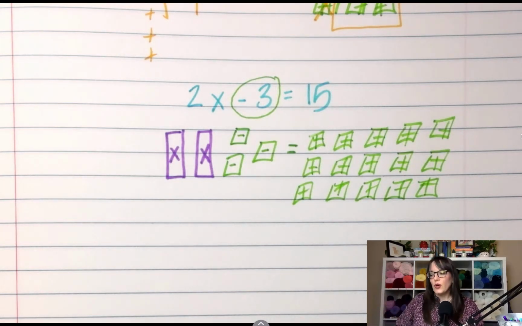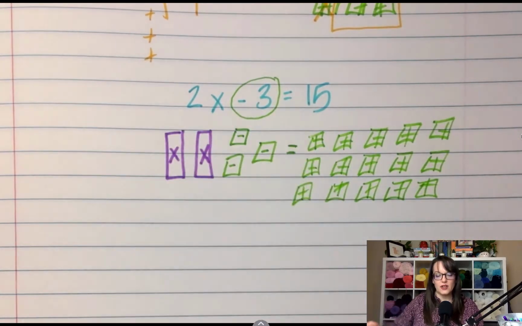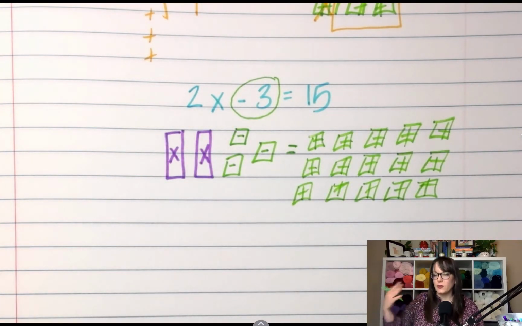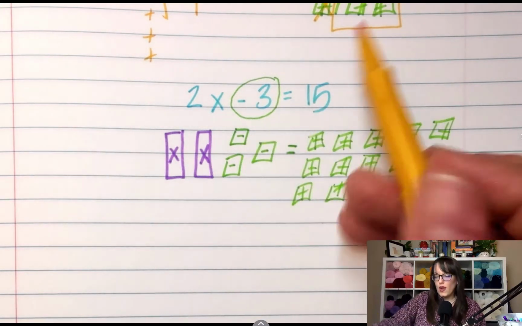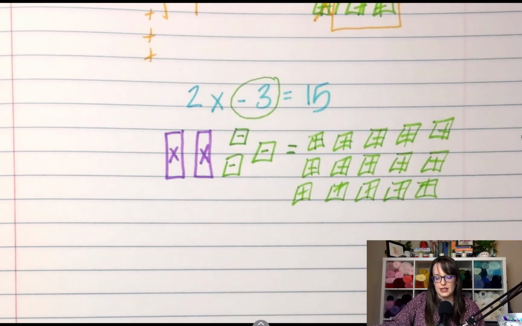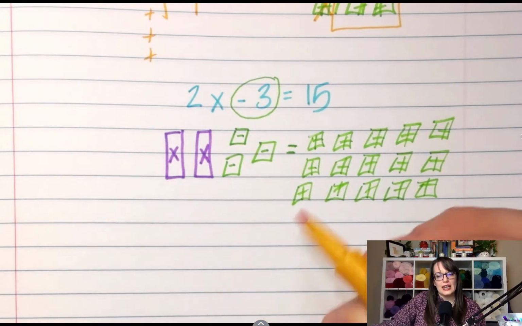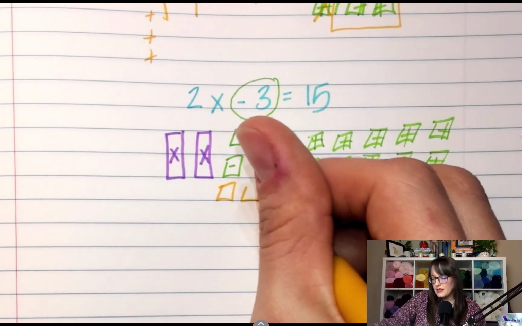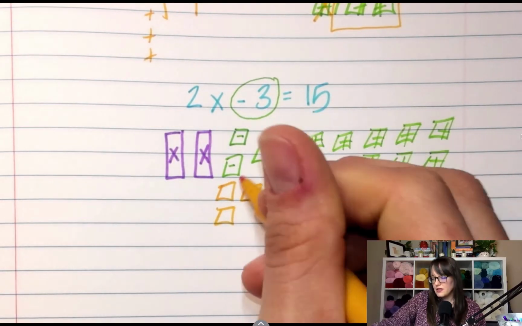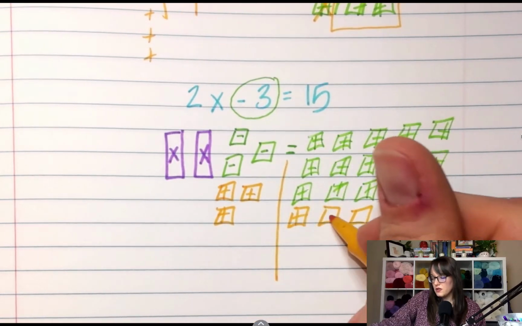Now, looking at what I have so far, I have positives on the right side and I have negatives on the left side. So I can't just take 3 negatives off both sides, but I could add something to both sides. If you look back at your equation, what is the opposite of negative 3? What's the opposite of subtracting 3? Adding 3. And another way we could look at adding 3 is to put 3 positives. So if I put 3 positives over here, I have to put 3 positives over here.